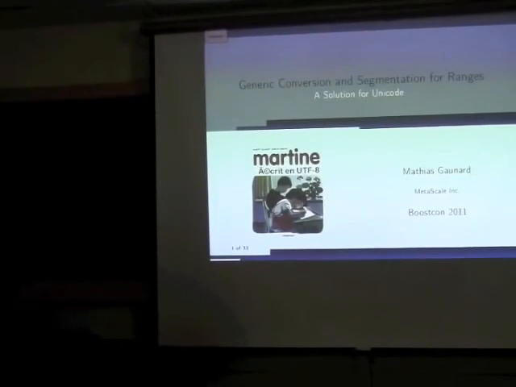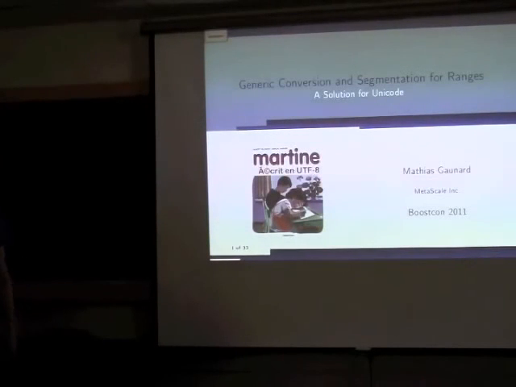Talk to you about a library that I've written 2 years ago about Unicode, which is called Boost Unicode, and to implement Unicode facilities, I designed a system to deal with conversion and segmentation of arbitrary ranges.